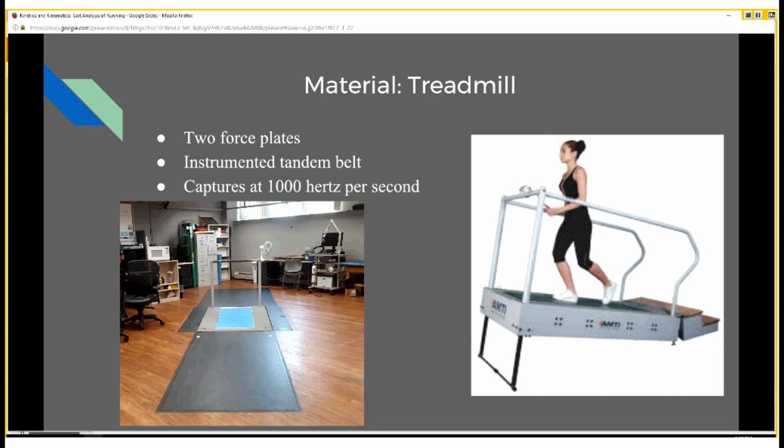And can anybody guess the market retail sales price for a treadmill? $13. Close.